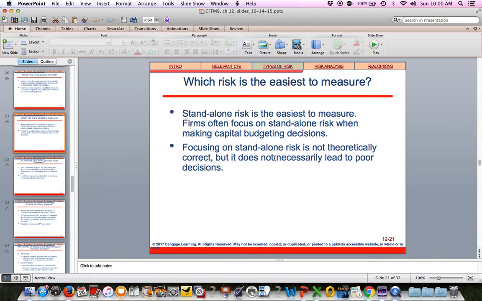Which is easiest to measure? Standalone risk is the easiest to measure. Firms often focus on standalone risk when making capital budgeting decisions. Focusing on standalone risk is not theoretically correct, but it does not necessarily lead to poor decisions. It's just the easiest one to compute, so therefore you tend to look at it the most.